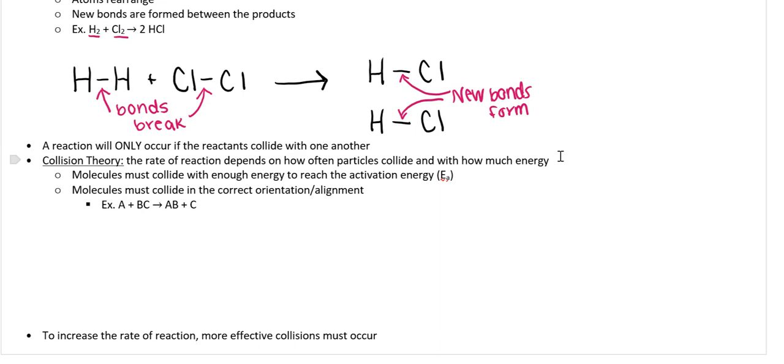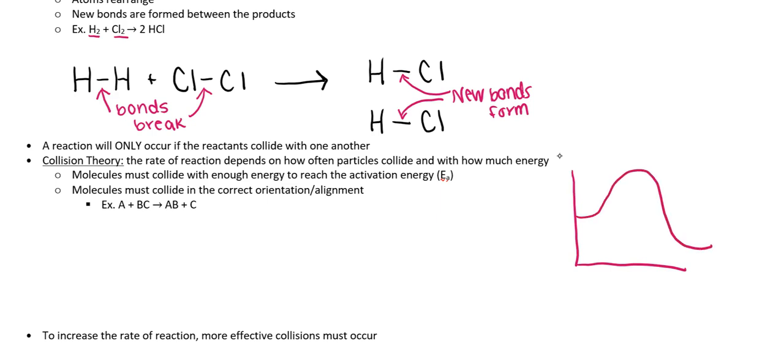First, molecules must collide with enough energy to reach the activation energy. So you should remember activation energy from last unit. This is my activation energy. How much energy do we have to put in for the reaction to occur? Remember, activation energy is the minimum energy required for a reaction to occur. So if 2 molecules collide, but they don't collide with enough energy, that reaction is not going to occur.